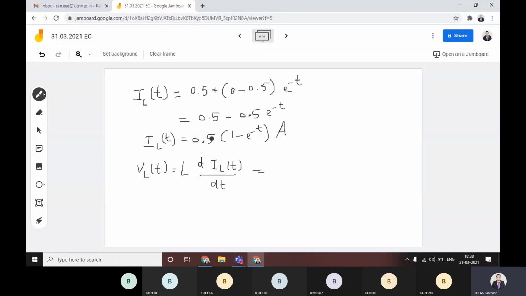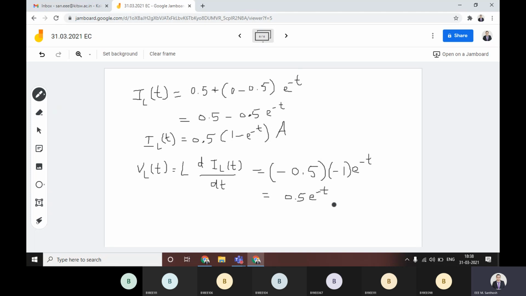Derivative for the first part, 0.5 into 1, it is 0.5. For constant, derivative is equal to 0. Then second part, that is minus 0.5 into e power minus t. Actually this e power minus t derivative is minus 1 into e power minus t, right? That means you will get 0.5 into minus 1, minus into minus becomes plus, then you will get, as our friend told, the expression for VL of t.